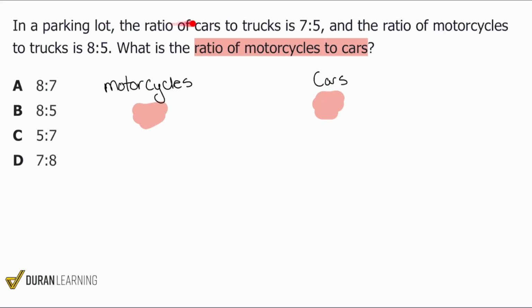I'm going to begin reading this first sentence. In a parking lot, the ratio of cars to trucks is 7 to 5. Let me write that down here.